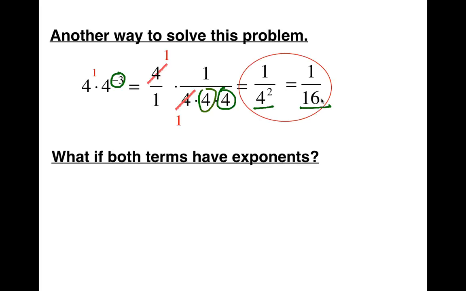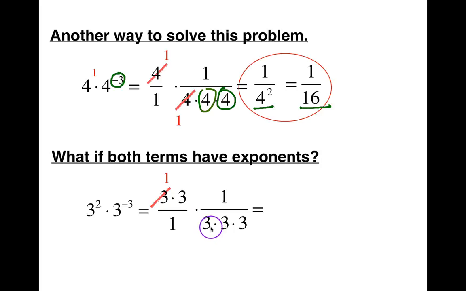Okay, now, what if both terms have exponents? What do we do? Well, it actually is pretty similar. Here, 3 squared would just be 3 times 3 over 1. 3 to the negative third would just be 1 over 3 times 3 times 3, which is going to leave me with, well, I can go ahead and divide. 3 divided by 3 is 1. 3 divided by 3 is 1, and keep doing this until I have no more 3s to cancel out, leaving me with 1 in the numerator and 3 in the denominator. Now, here you see it's 1 over 3 to the first power. Is it really necessary to write to the first power? Absolutely not. This is sufficient.